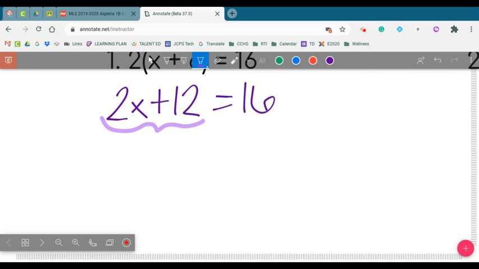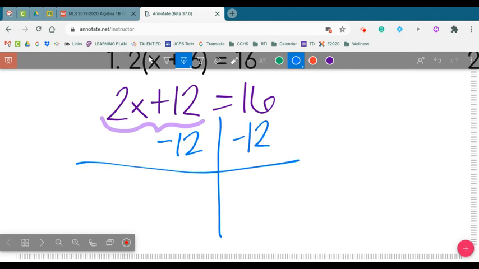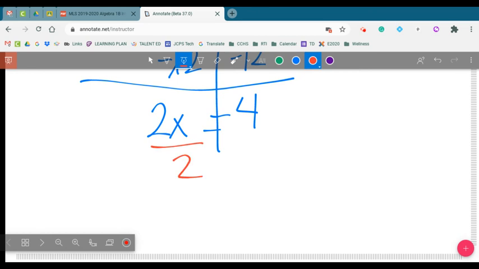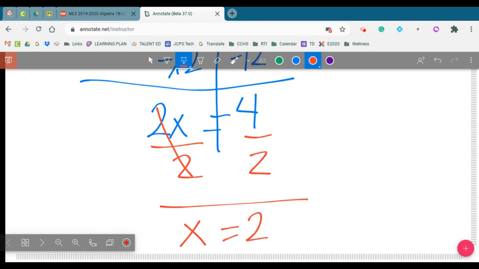So now we're going to undo our addition and subtraction. We're going to draw our lines. What we do to one side of the equal sign, we have to do to the other. We're going to subtract 12 on both sides. Cancels, we're left with 2x. 16 minus 12 is 4. And then our last step is to divide by 2. This leaves us with just x. 4 divided by 2 is 2.